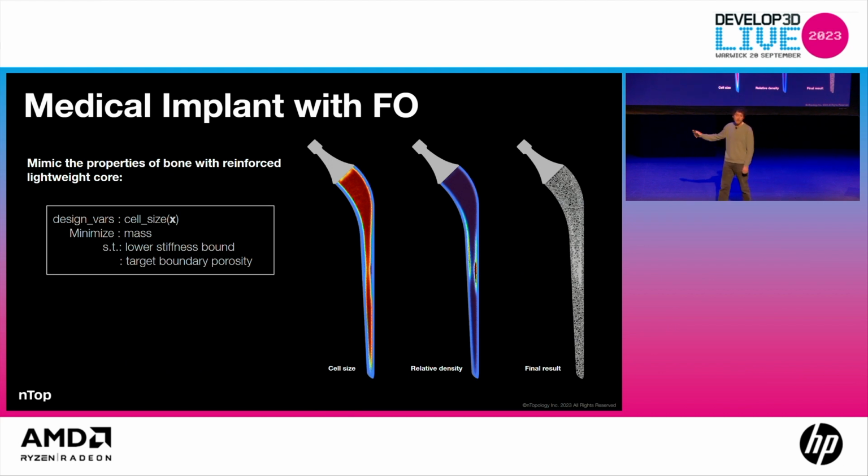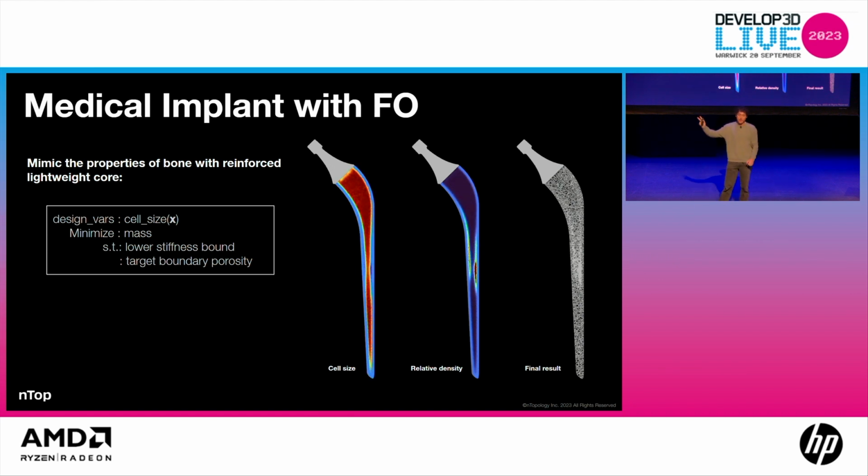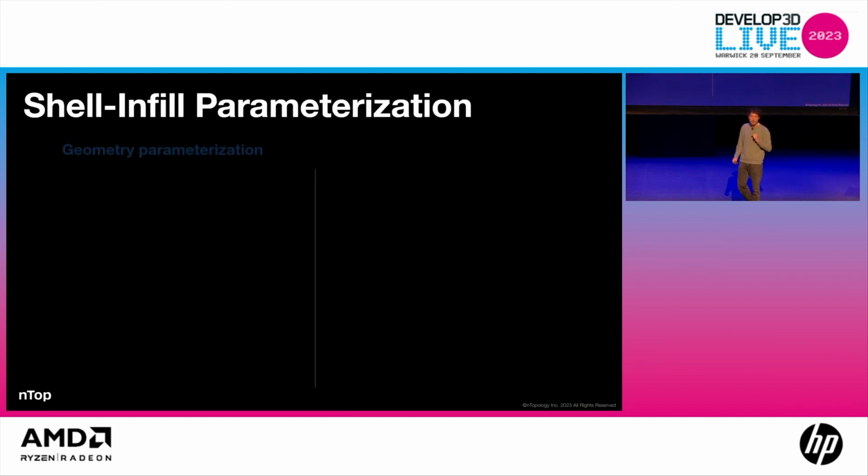That material model could then be used to optimize a medical implant, where you maintain a certain porosity but target specific stiffness parameters. You can see there are two fields in the background that the optimization is run on, one for the relative density, one for the cell size. The key result here is a 15% mass reduction from one of our customers who makes these hip stems, and you have tailored material properties, so you get the flexibility that you want.